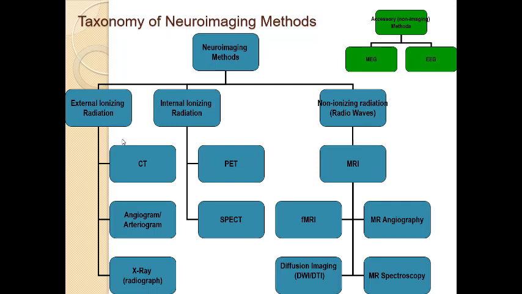And then non-ionizing radiation, the much safer form, but also much newer form, is commonly the magnetic resonance imaging, and we will be talking about that as well. So just a brief tour of the taxonomy of neuroimaging methods and how they relate to ionizing radiation. All right.